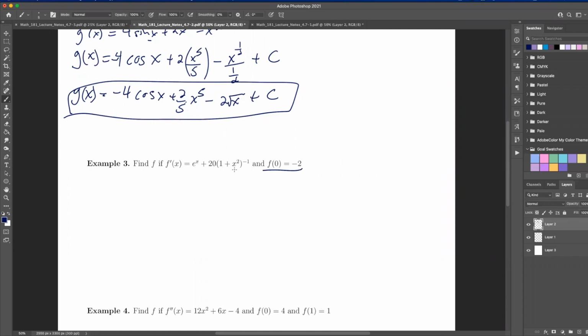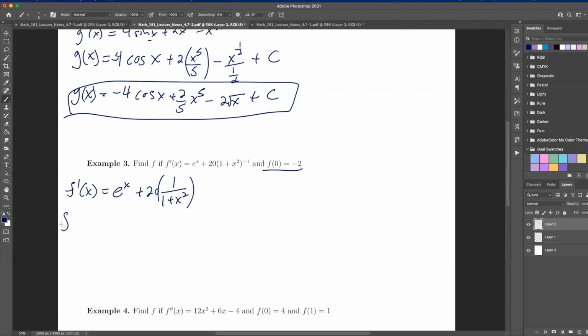All right, so let's go ahead and move some stuff around. So once again, the first thing you want to probably do is try to clean it up as much as you can. So this is e to the x. I'm going to add plus 20, and then I'm going to go ahead and flip this. So this is 1 over 1 plus x squared. And go ahead and write it that way. This will make it easier for us.